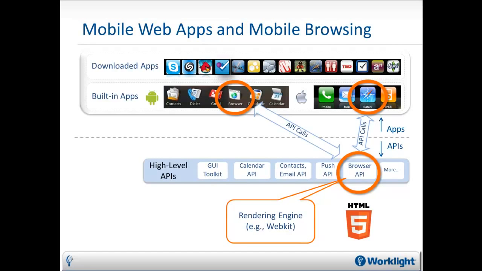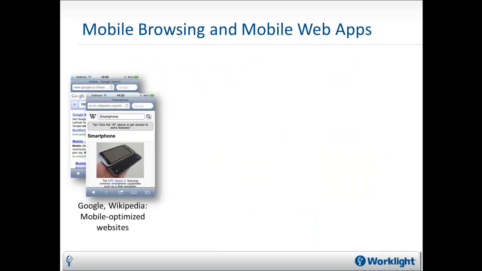HTML5 and JavaScript have become so powerful that it is now possible to develop very advanced applications using them. This actually brings us to the next category, mobile web apps. Let's take a look at a few examples. Of course, we're all familiar with mobile browsing. This is the most trivial use of a browser, and I'm sure you've all seen mobile-optimized websites, such as those operated by Google or Wikipedia.